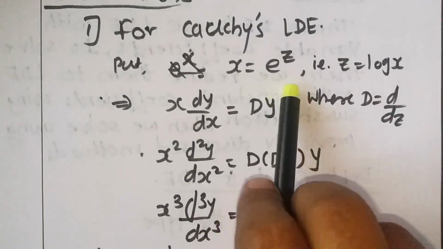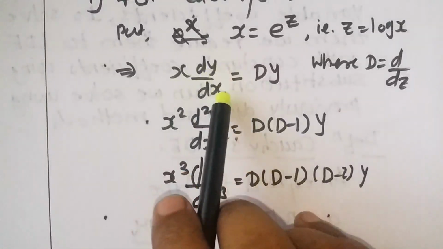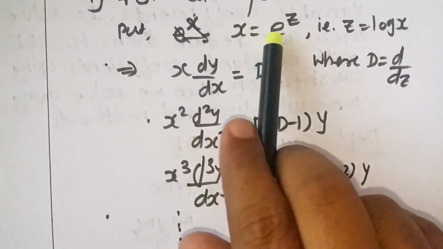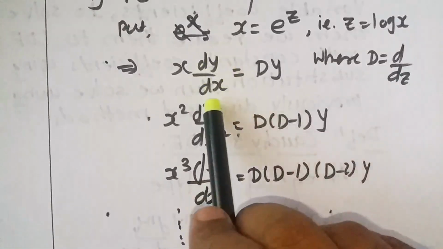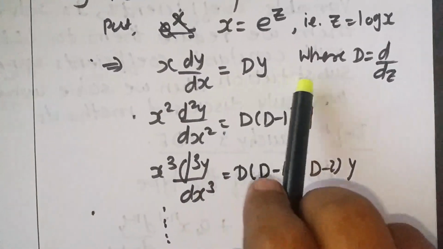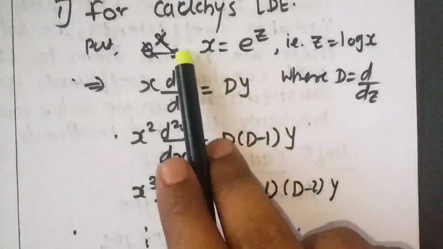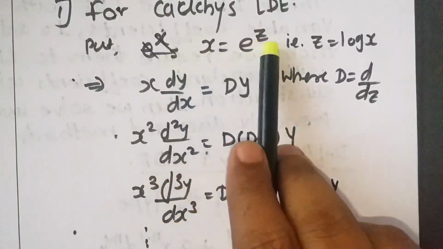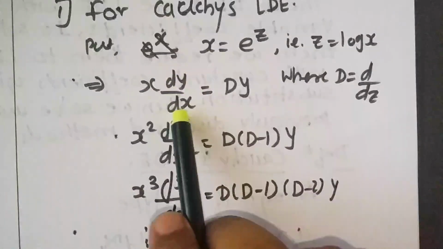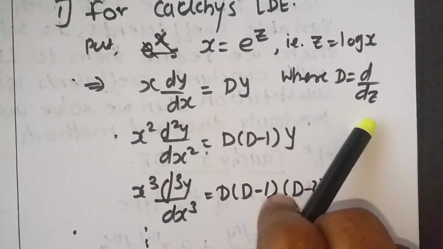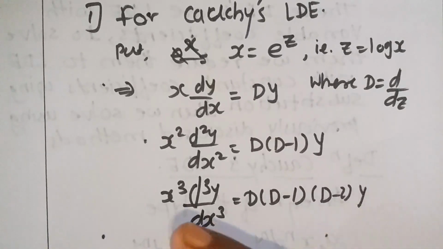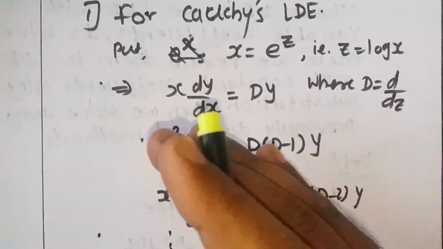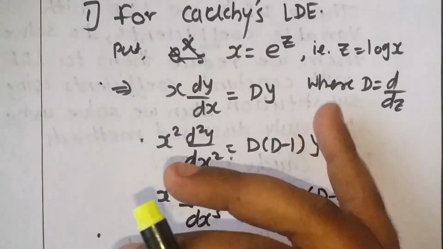Under this substitution, the values of these derivatives get changed. x dy by dx becomes capital D y, where D is d by dz. As we have changed our variable x to z, the derivative with respect to x gets converted to the derivative with respect to z. Your original differential equation is in terms of y and x, and the new differential equation after transformation will be in terms of y and z.